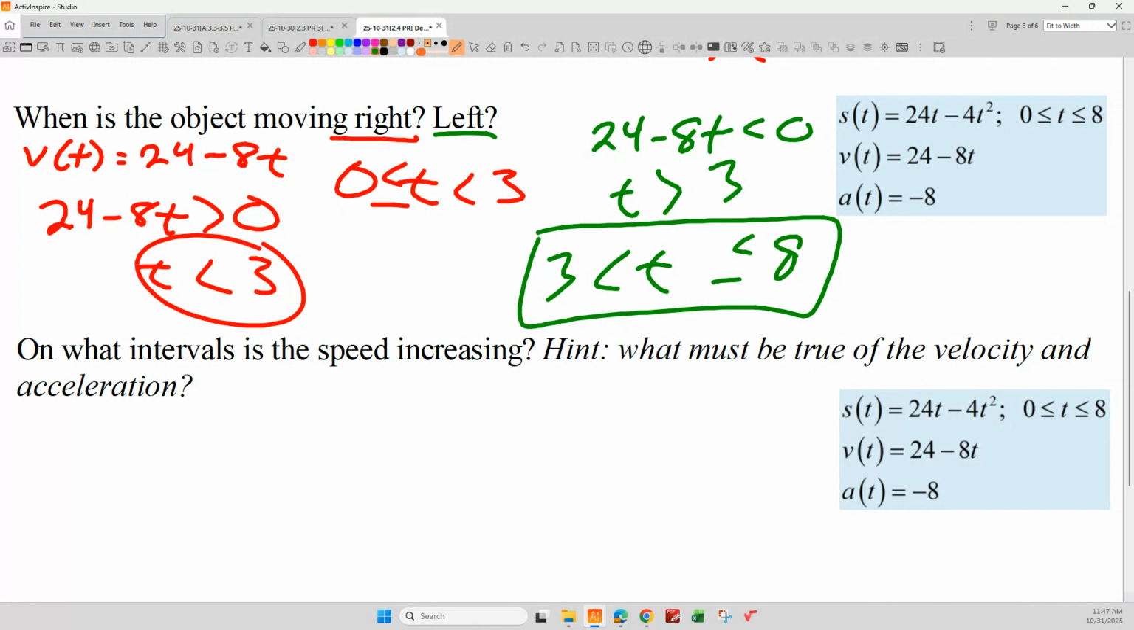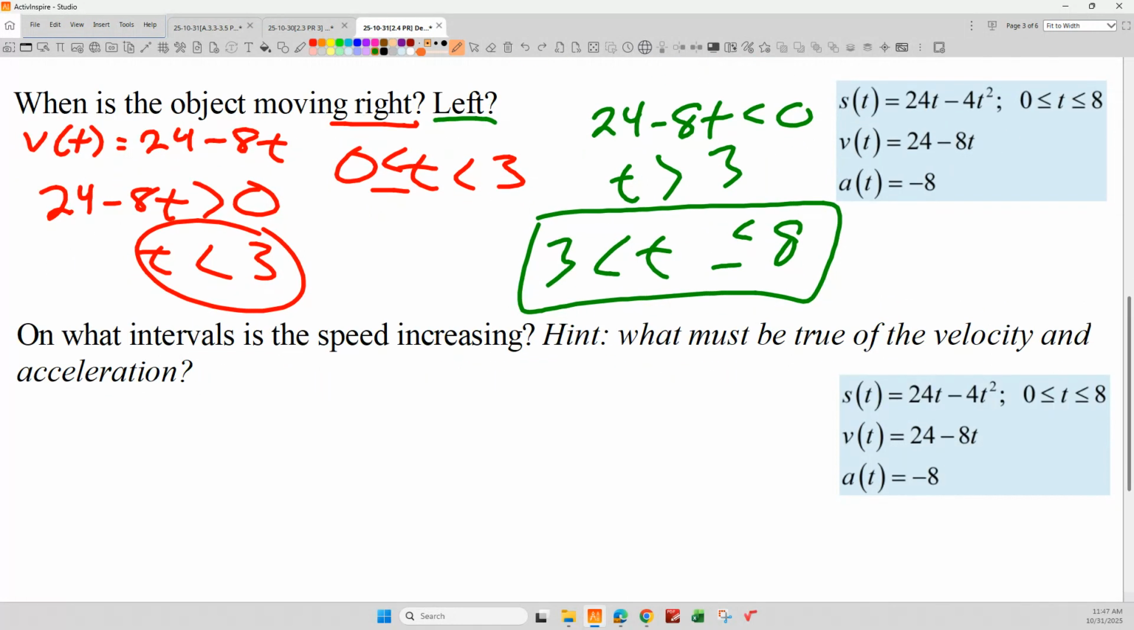Okay. Well, this is made pretty easy because we already know something about acceleration. What's the sign of acceleration always? Negative. Okay, so then the only time when we could be speeding up would be when the velocity is negative, right? Which we already, no, we don't know, but we can find out.